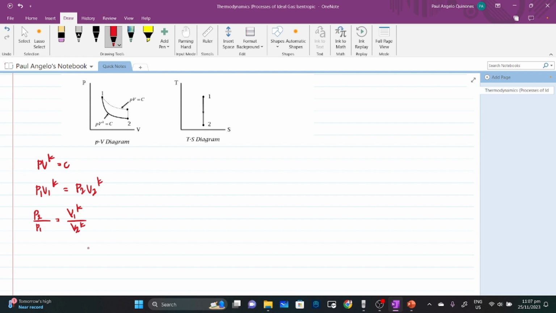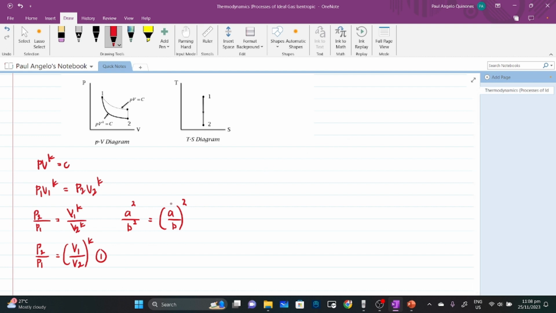Here we can simplify this further. If we review your laws of exponent, if I have two different variables raised to the same exponent, I can simplify by writing it as a single quantity, that is, quantity A over B raised to the exponent. Let's perform this here in this equation. We will have P2 over P1 is equal to quantity V1 over V2 raised to K. So this is your first isentropic relation.